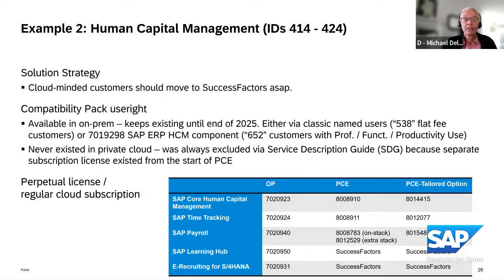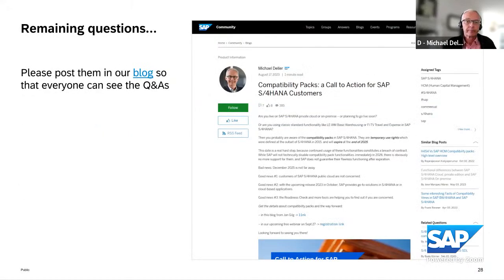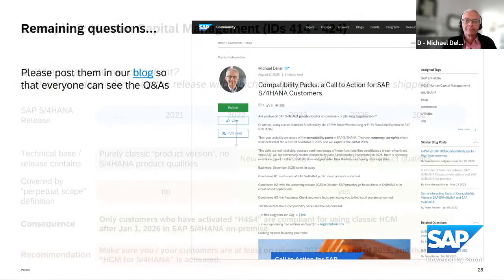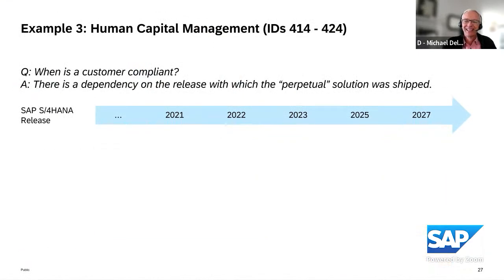Why was it excluded from compatibility scope? Because from the very start, we had HCM licenses in place. And you're seeing this overview here about the respective license materials in on-premise, private cloud, and tailored option. So that's where we are today for HCM. Again, strategic solution is SuccessFactors. That was a bit too fast. Yeah. Strategic solution is SuccessFactors. That's where customers should go.